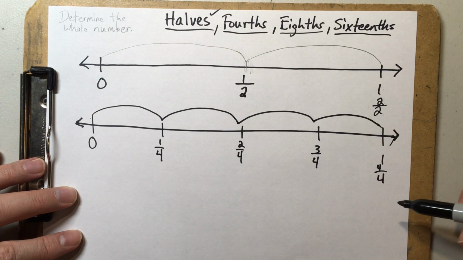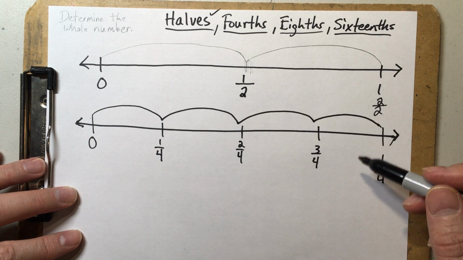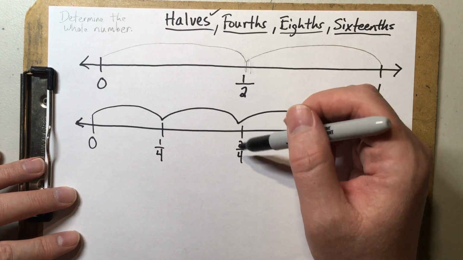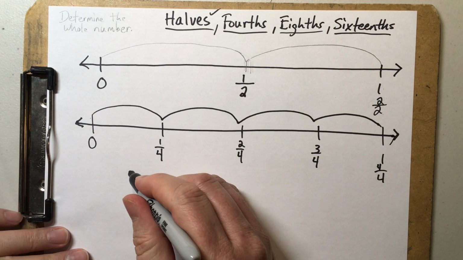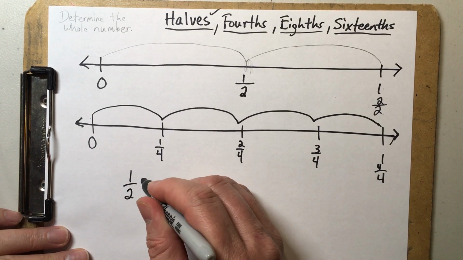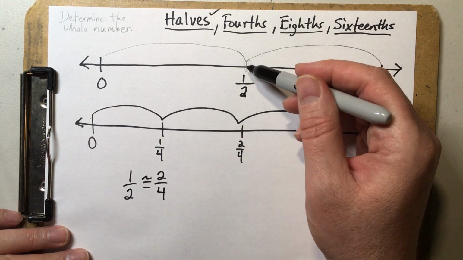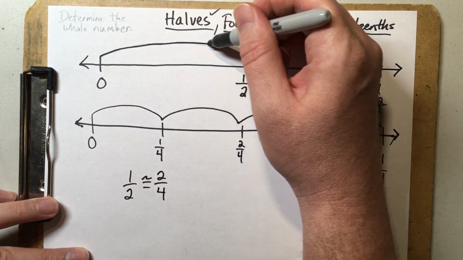Okay. Now they can also start to compare fractions to each other. All right. So let me show how to do that. So 1/2 is equivalent to 2/4. Okay. And they can start writing stuff like that. All right. So 1/2 is equivalent or equal to 2/4, because they can compare down. All right, what I'll do is shade this in a little bit better.